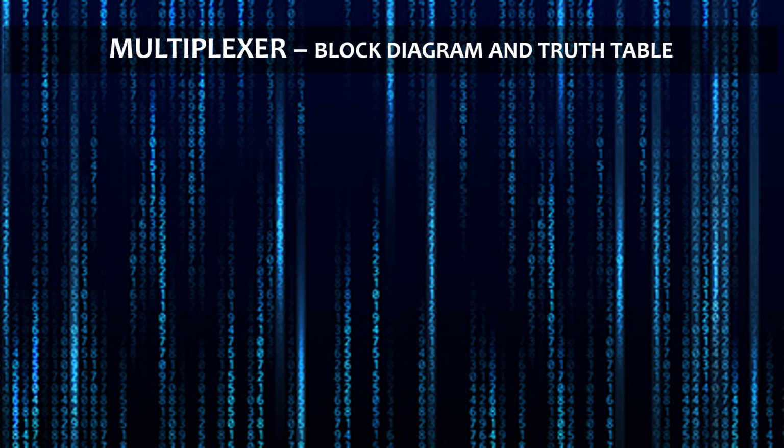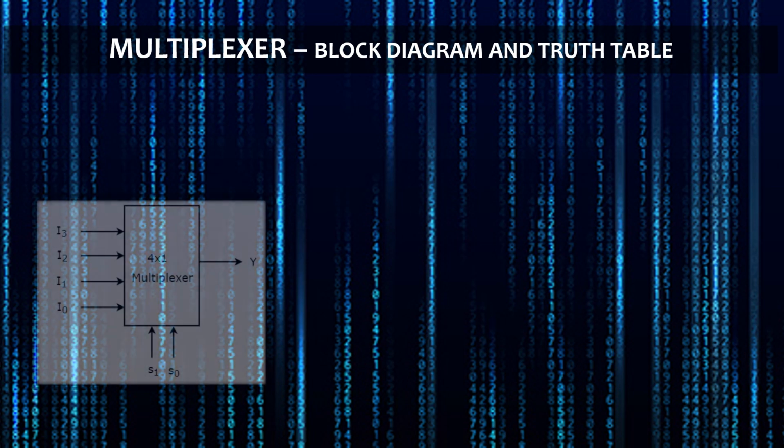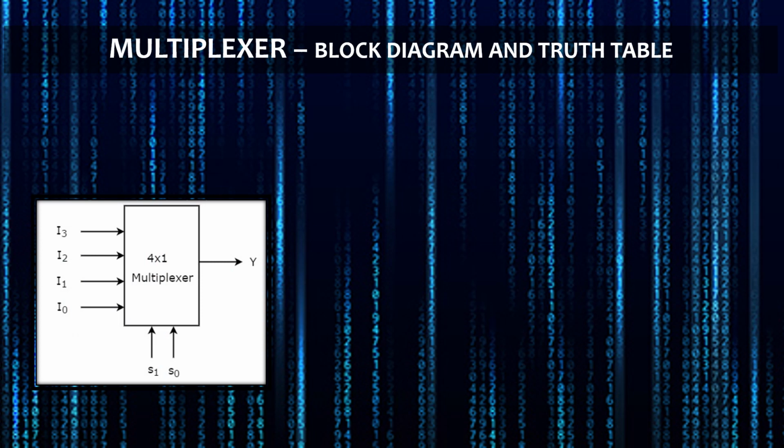Okay, now let's see the block diagram and truth table for the multiplexer. Here we have a block diagram image where you can see I0, I1, I2 and I3 inputs, and Y is my output. This is the 4 by 1 multiplexer, meaning 4 inputs and 1 output. Along with the inputs and output, here we have S1 and S0. What is this? S1 and S0 are nothing but the selection lines.